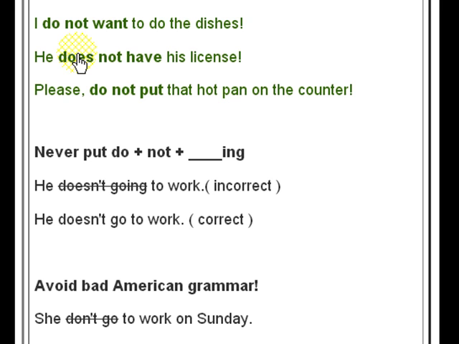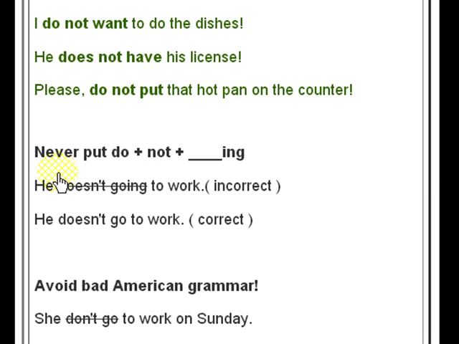Okay, same thing down here. He does not have his license. Okay, instead of saying he doesn't have his license. Okay, or we go, please do not put that pan on the counter. And we might say, please don't put that pan on the counter. Okay, so we use that as emphasis.